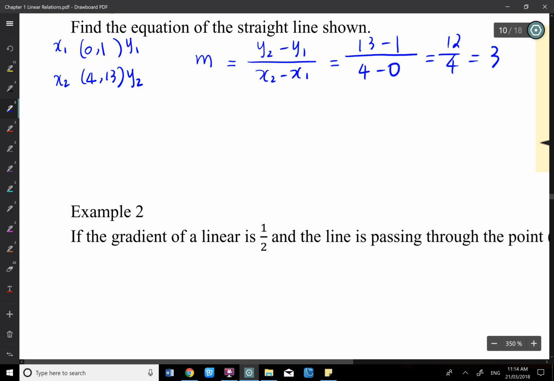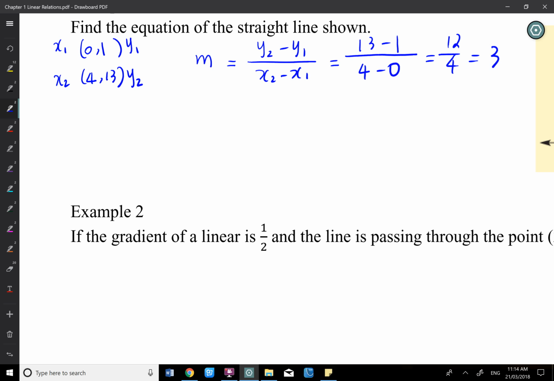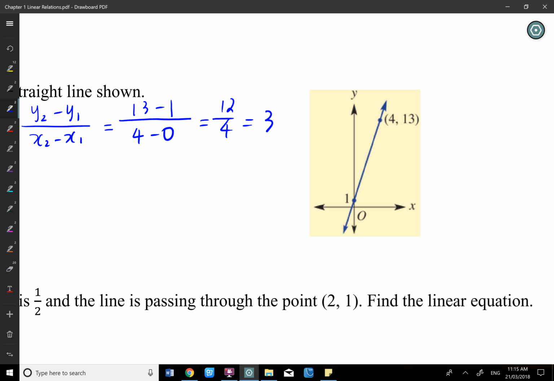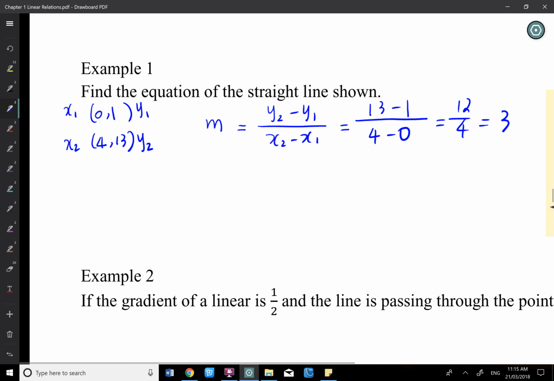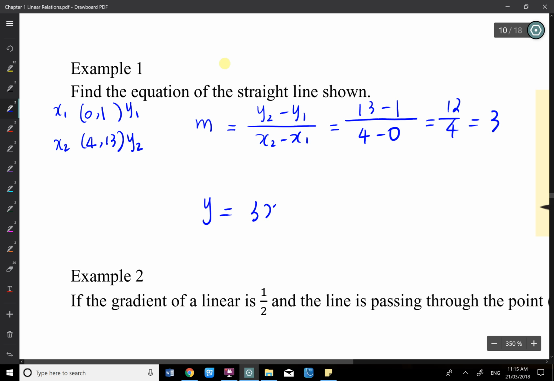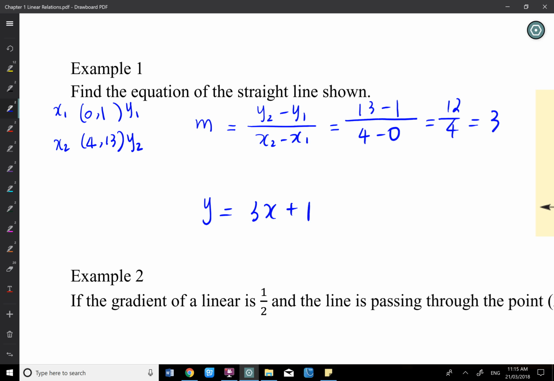The gradient is 3. For each x change, the y value will change by 3. Okay, we have our gradient now. What's our next question? Do we have the y-intercept? What's the y-intercept? 1. You see that's there. That's 1. So we will directly write y equals 3x plus 1. y equals mx plus c.